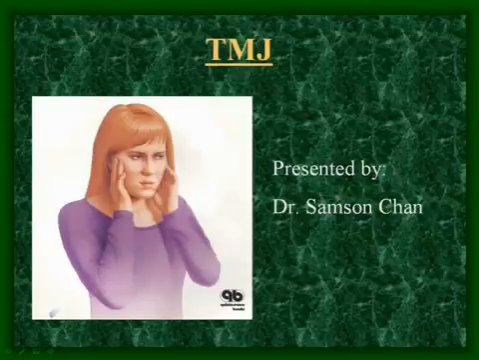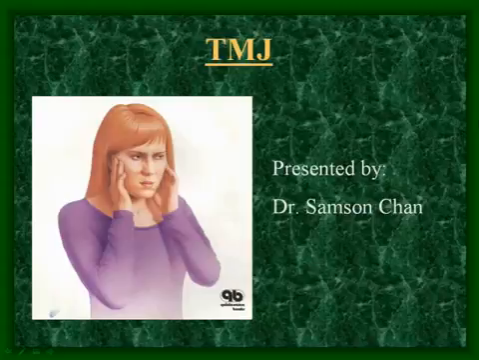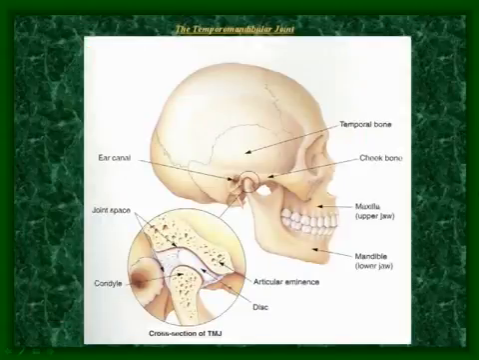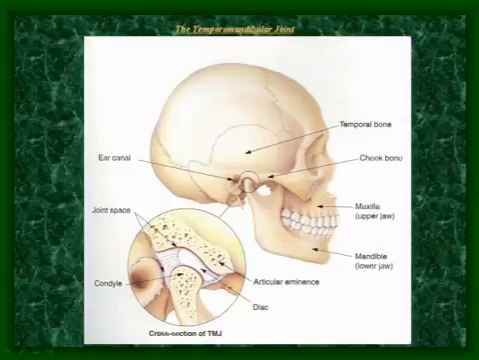TMJ stands for temporomandibular joint, which is located near each ear, whereas TMD is temporomandibular joint dysfunction. It is a common illness found in middle-aged females from the ages of 22 to 45 years. The reason why it is called TMD is because the dysfunction is found between the temporal bone and the mandible bone, or lower jaw. It is the only movable joint on the human skull.